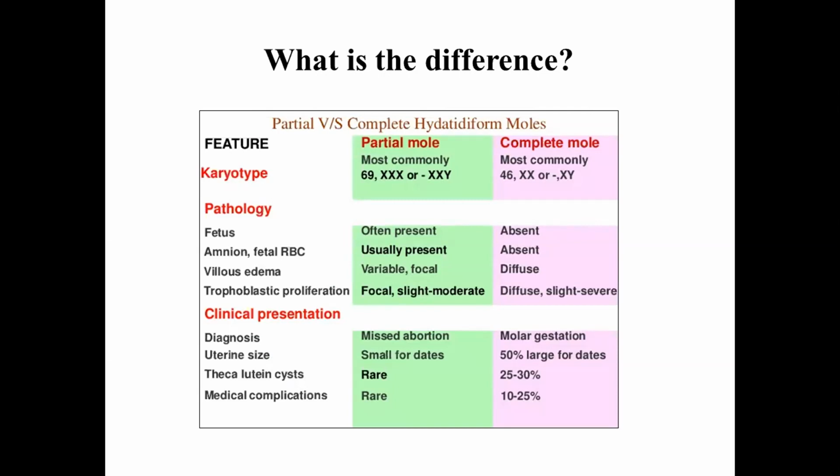Partial mole presents with a missed abortion, whereas the complete mole presents with a molar gestation. The uterine size is small for dates in the partial mole, and it is 50% large for dates in the complete mole. Theca lutein cysts are rare in the partial mole, but around 25 to 30% of cases of complete mole have theca lutein cysts.